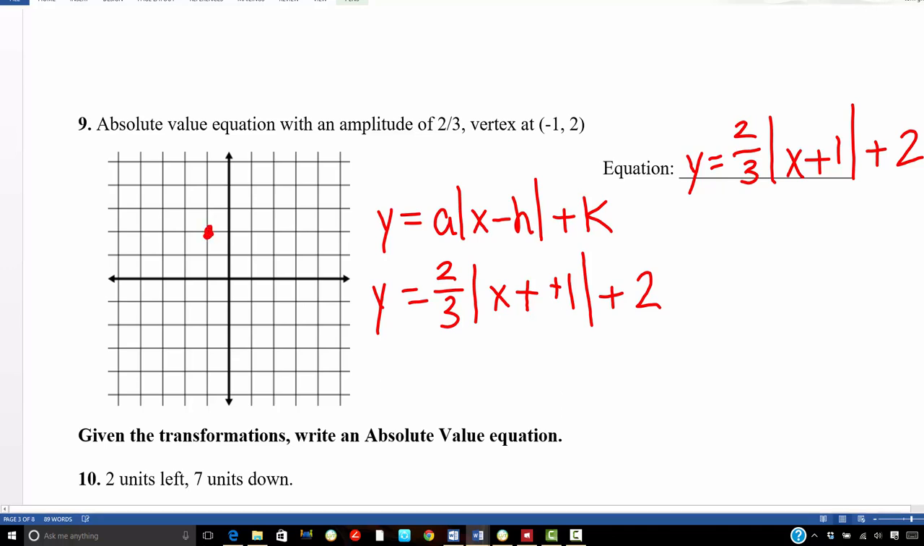This should be a V-shaped graph. Again, you can use the table of values in the calculator, or you can just use the amplitude of up 2 over 3 to find 2 additional points. So up 2 over 3 would be there, or up 2 the other way, 3 would be right there. So that is what your graph should look like on number 9.